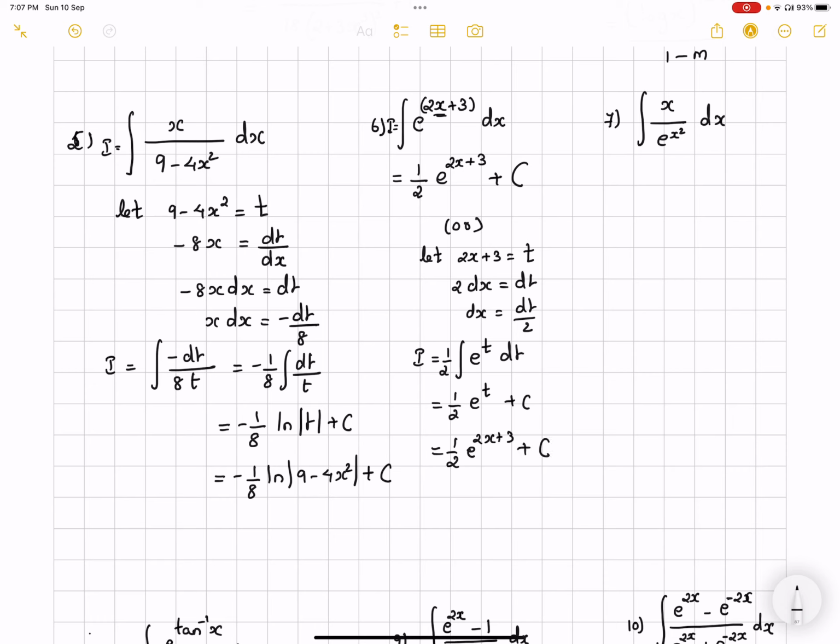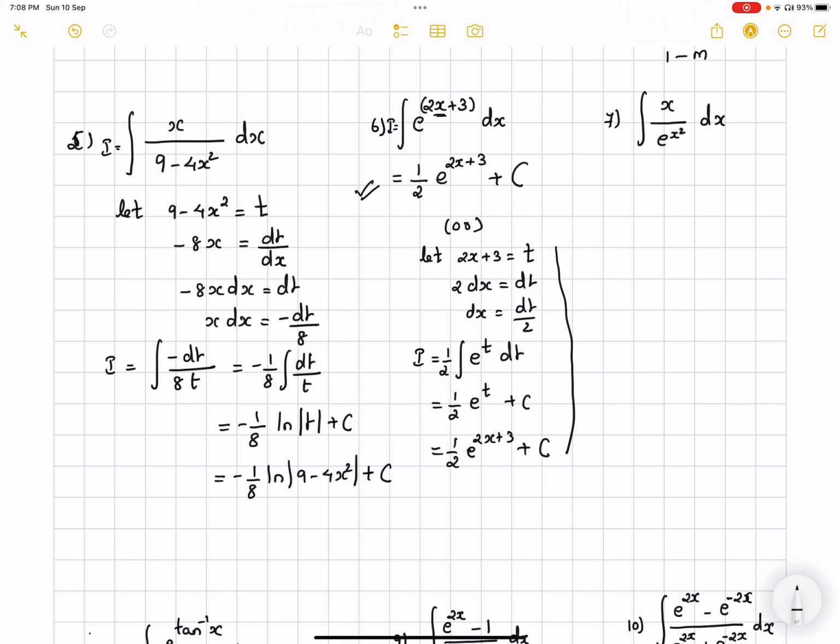So don't waste time doing all this. I would prefer you go ahead with this method. The formulas have already been given for this in the previous video. You can check that. Now we will go with the next one, which is integrate x divided by e to the power x squared dx.